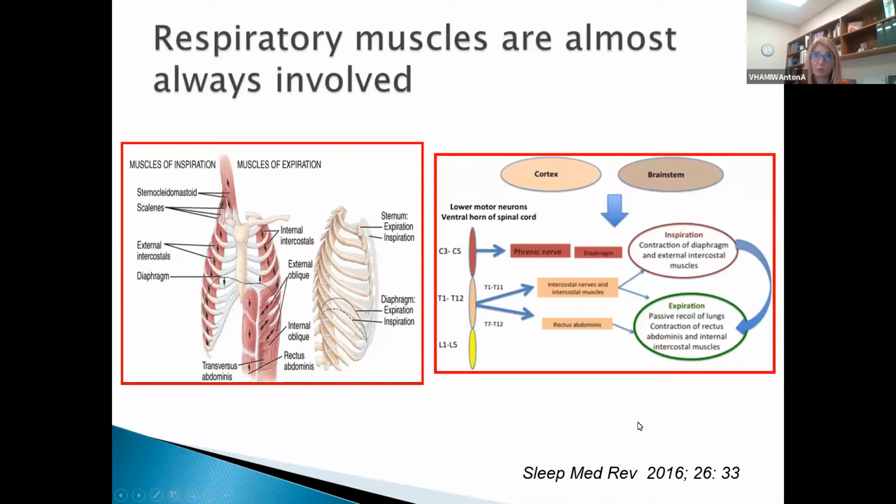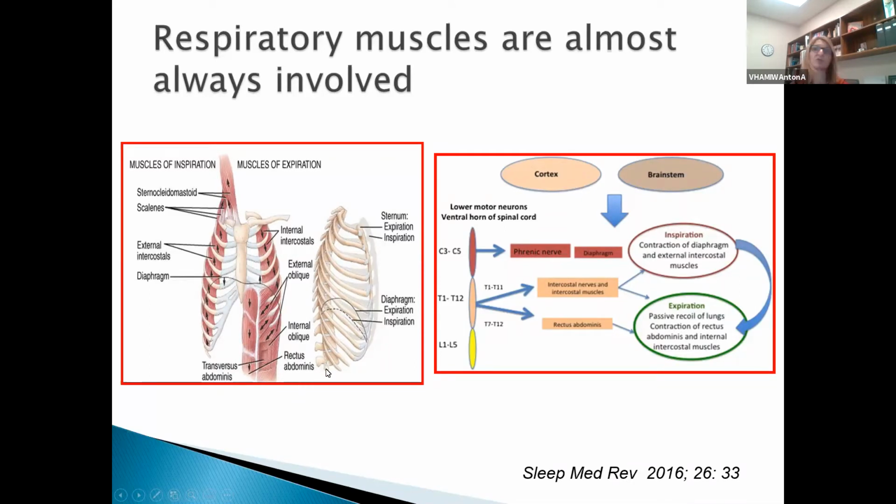They are almost always involved. So this is how I think about the breathing muscles. We have breathing muscles involved with inspiration, and those are the diaphragm and the external intercostals. And then when those muscles are getting overwhelmed and we need additional help, we have the muscles in the neck that are called the accessory inspiratory muscles. And you can see here the sternocleidomastoid and the scalenes are our accessory inspiratory muscles.